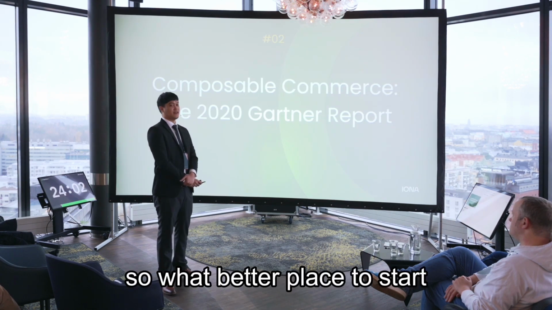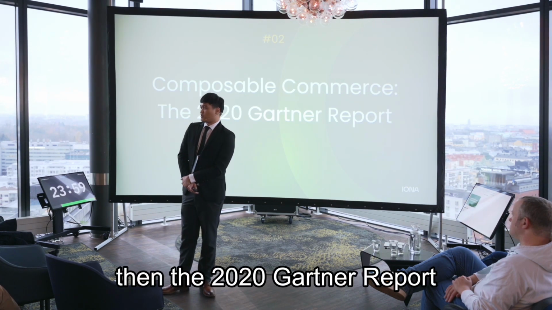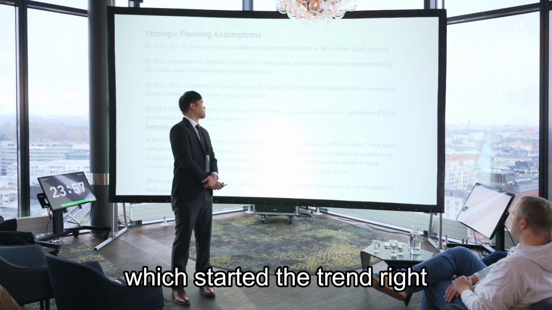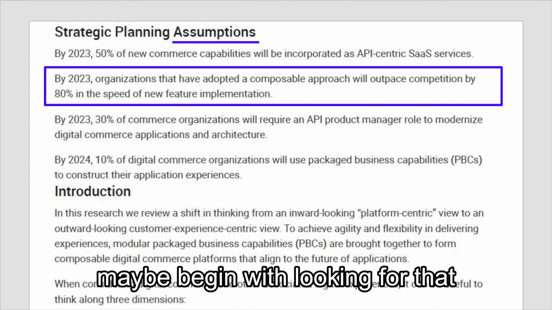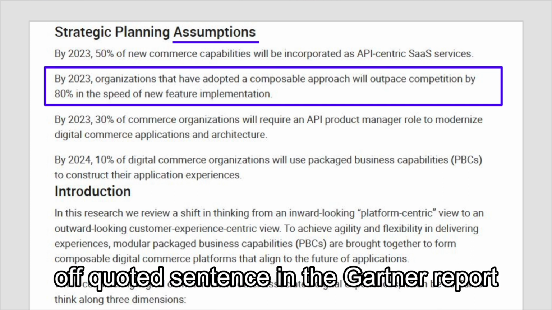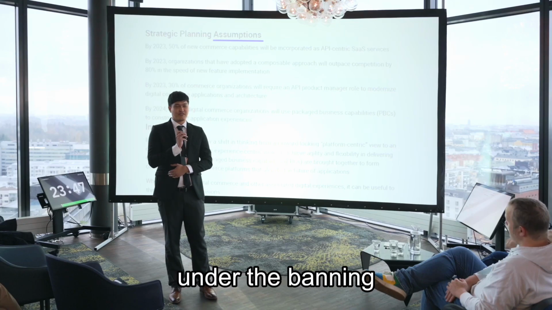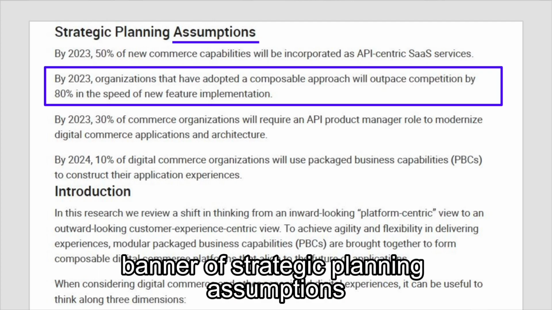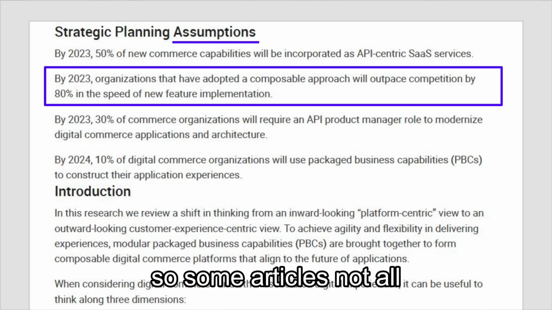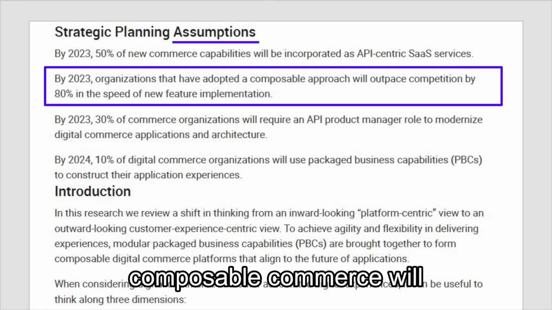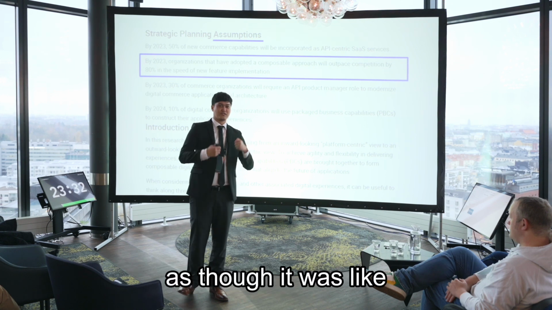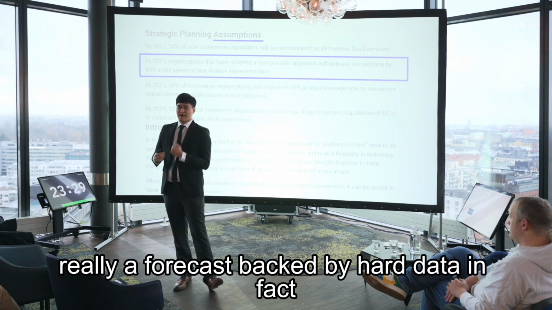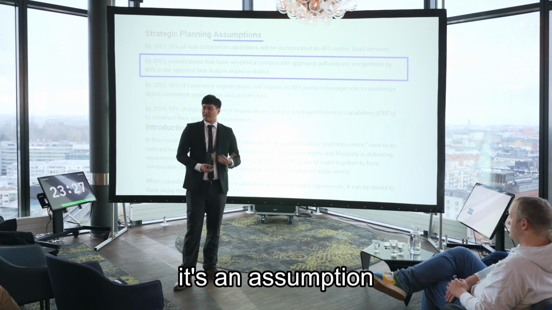So what better place to start than the 2020 Gartner report, which started the trend, right? Of course, we should maybe begin with looking for that oft-quoted sentence in the Gartner report itself, and we find it here under the banner of strategic planning assumptions. There it is. Some articles, not all, but some articles that try to explain composable commerce will cite that sentence as though it was hard fact, as though it was really a forecast backed by hard data. In fact, it's an assumption.